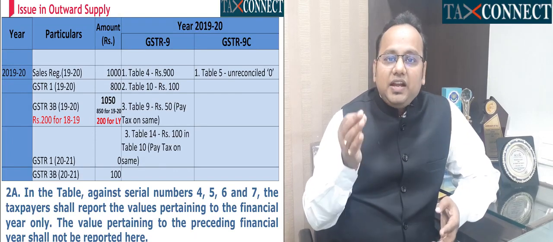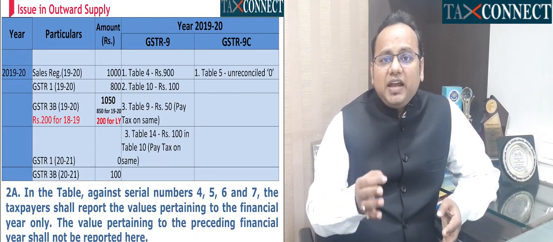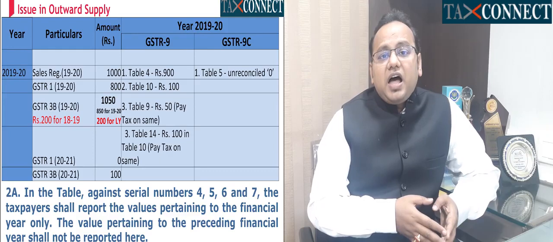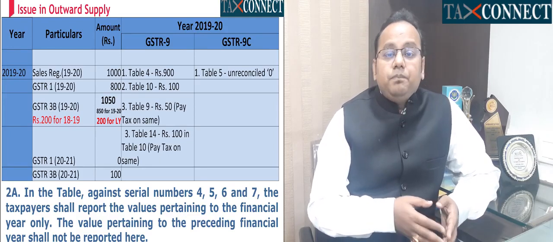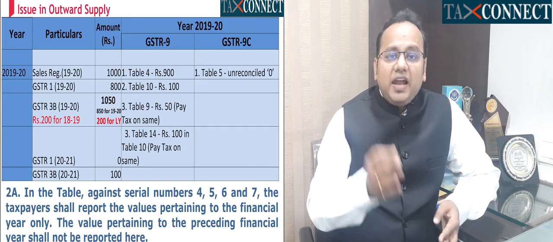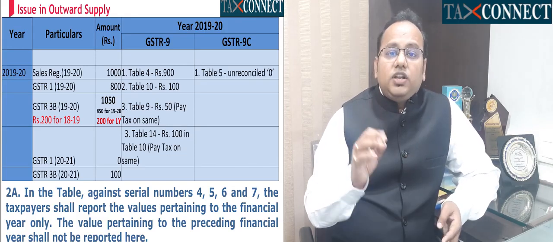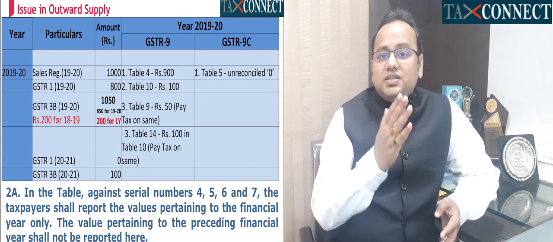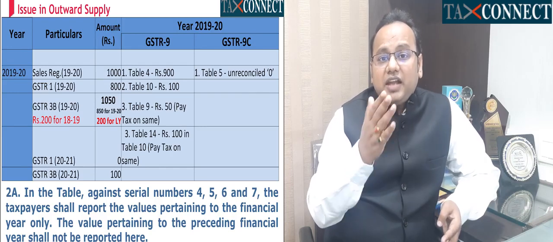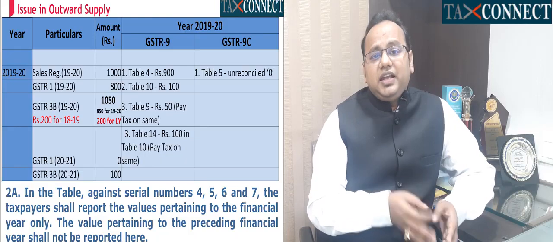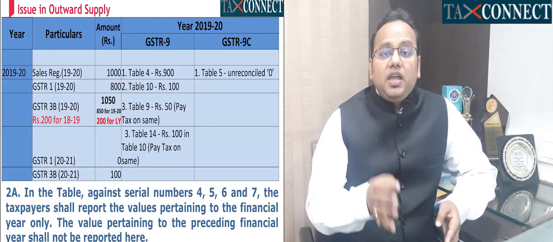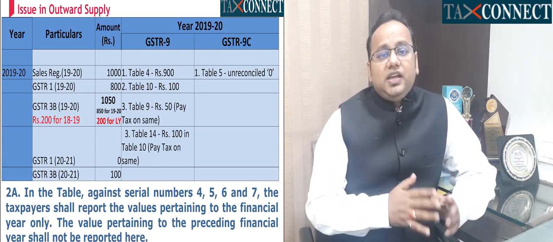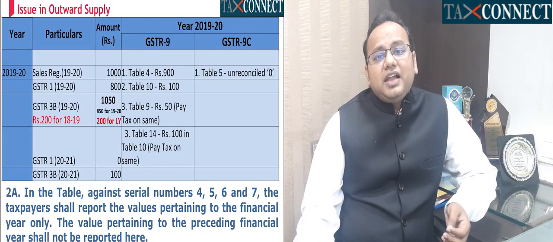Therefore, in 1920, in GSTR 9 table 4 and 5, one should disclose only the outward tax liability relating to 1920. That is, on your screen, what you see in red, that is any amount of outward supplies which is disclosed in 1920 but which is related to 1819 should not be disclosed in table number 4 and 5. It does not find any place in GSTR 9 and 9C of 1920.